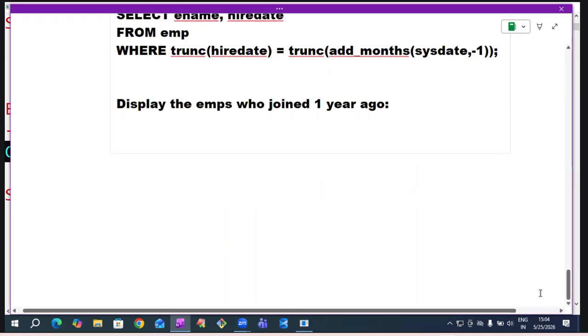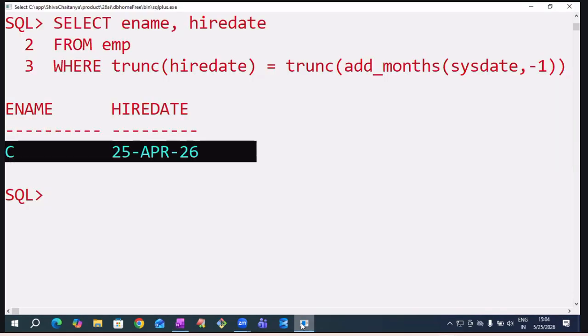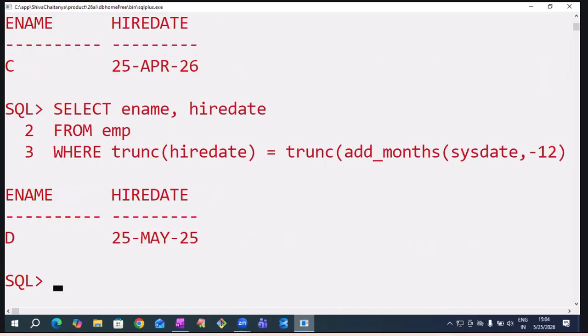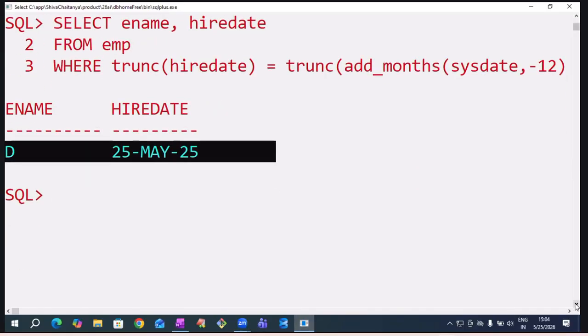Okay. So display the employee records who joined 1 year ago. Just write minus 12. Copy this. Who joined 1 year ago? We are getting the employee from 1 year ago. Okay, so these are the examples on past dates.